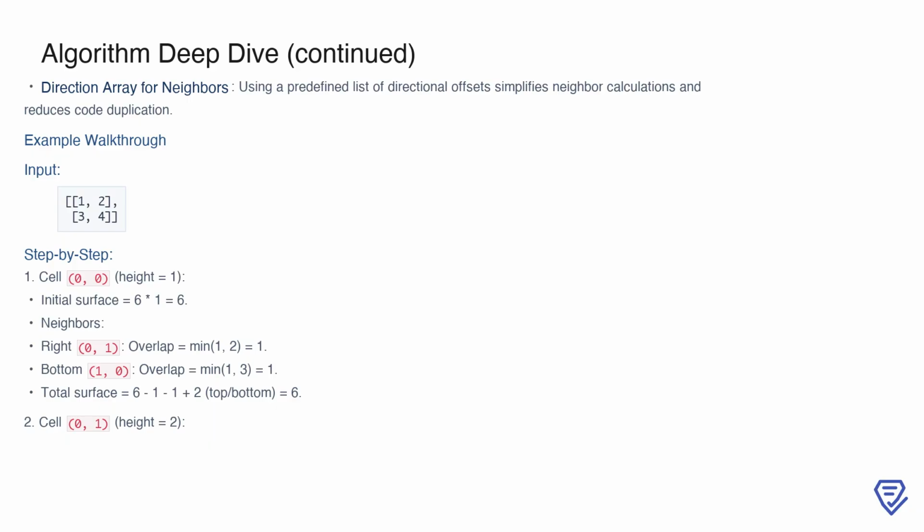Adding the top and bottom faces, we calculate the total contribution for this cell as 6 - 1 - 1 + 2 = 6. This process is repeated for all other cells in the grid, adjusting for overlaps with neighbors and accounting for top and bottom faces.